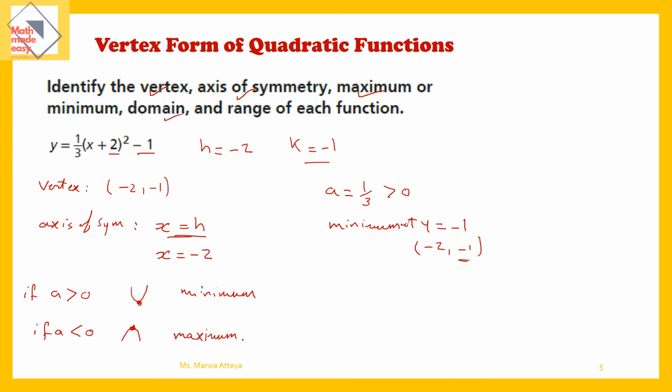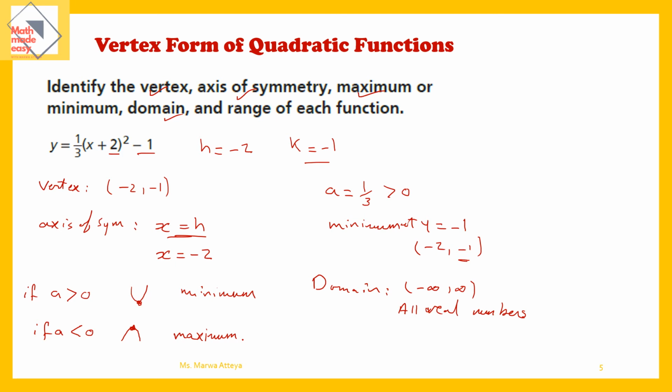Now the domain. To find the domain of any function: all polynomial functions, including the quadratic functions, have a domain from -infinity to infinity. So the domain is all real numbers. You can write it as -infinity to infinity, or write it as all real numbers. Both are correct. So the domain is from -infinity to infinity, regardless of what kind of transformation is there.